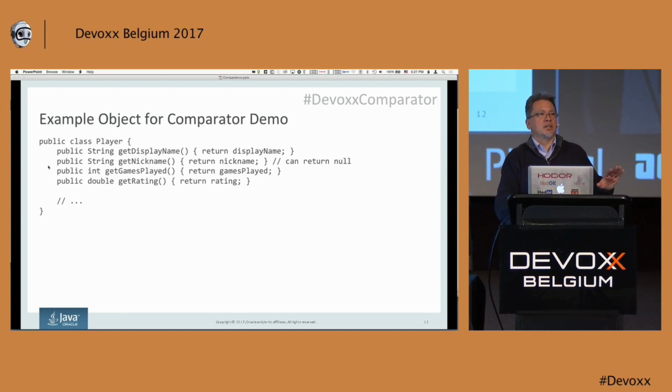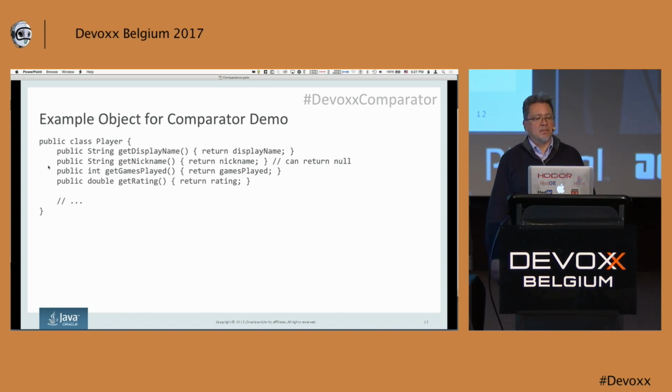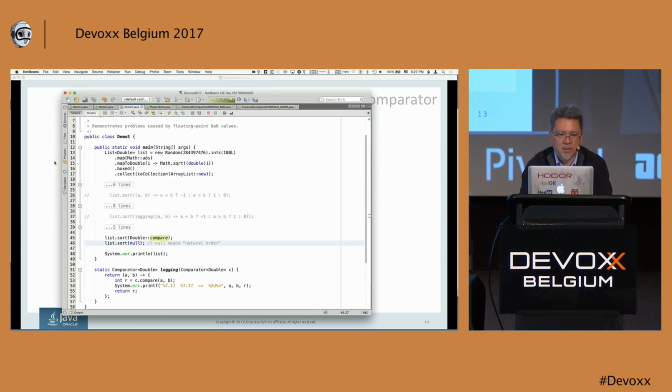What I'm going to do is explain most of these in a series of demos. The demo is going to use a very simple Java object, which I'm calling Player. Imagine some kind of online game where you have a player who has a display name. Players might also have a nickname, which might be null, and then an int value, which is the number of games played, and then a double value, which is a rating of some sort. All right, so I'm going to switch over to the demo here.